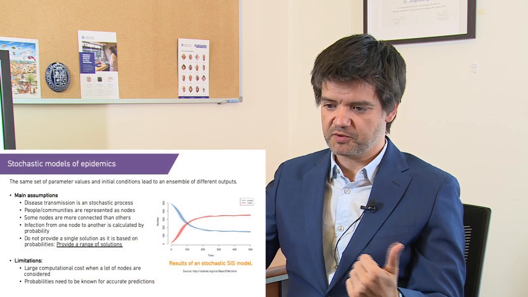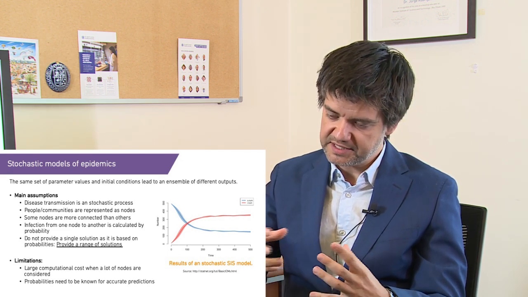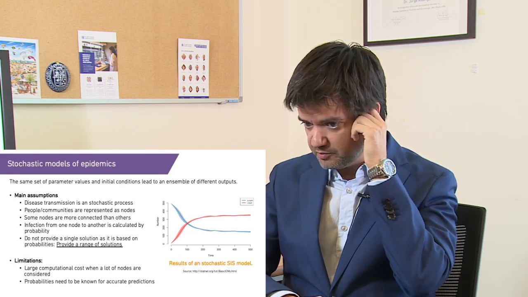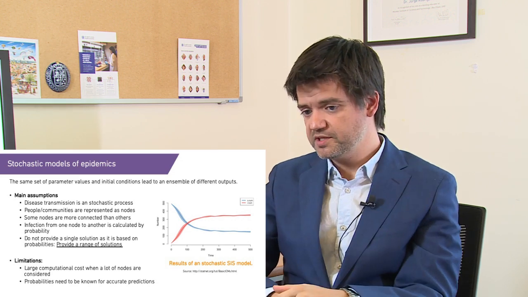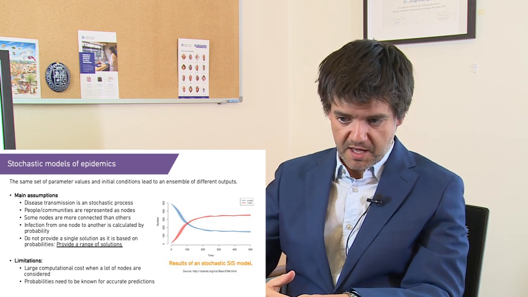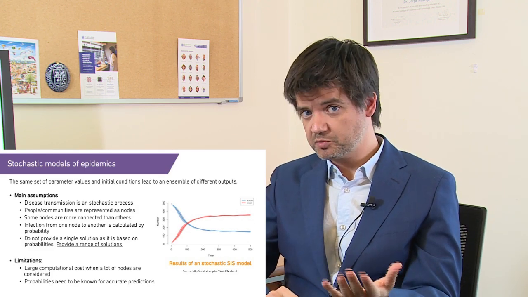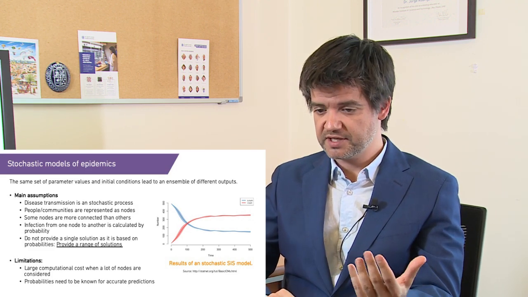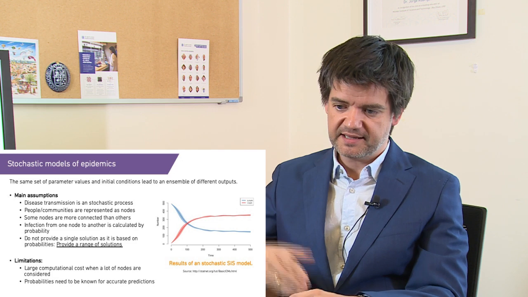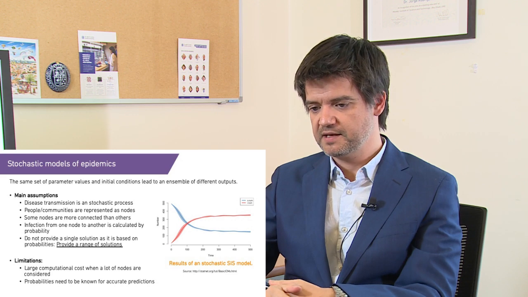Those models typically will not produce the clean curve, as we saw before, right? They will produce curves with a density of probability of what could be the situation that we are predicting in the model. In these models, they assume the disease transmission is a stochastic, random process. People and communities are represented as nodes. Some nodes are more connected than others. This is also possible to capture here, and it was not possible with the SIR model. Again, the infection between nodes is captured by probabilities. And the main thing is that you don't get a single solution. You get a range of solutions in stochastic models, most likely.